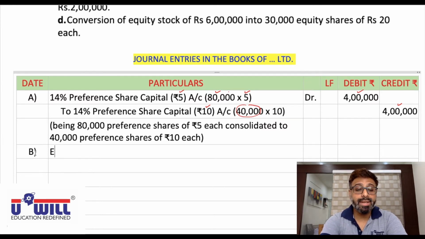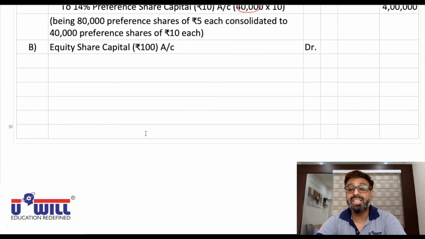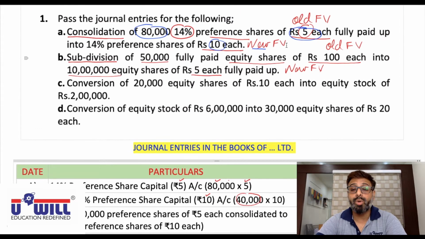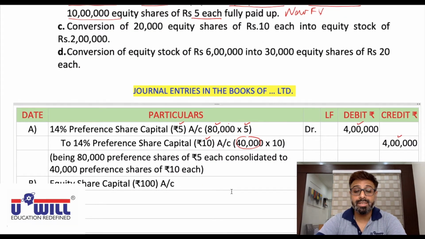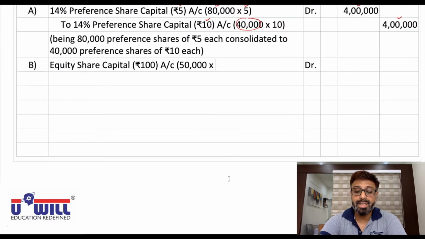Equity share capital, in bracket, old face value 100, account debit. And what amount, as we discussed? 50,000 into 100, that is 50 lakhs.